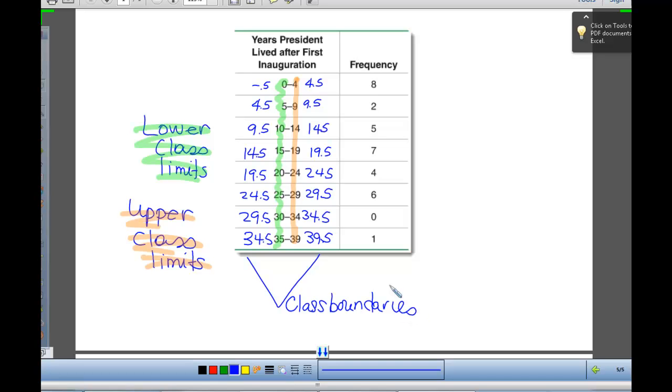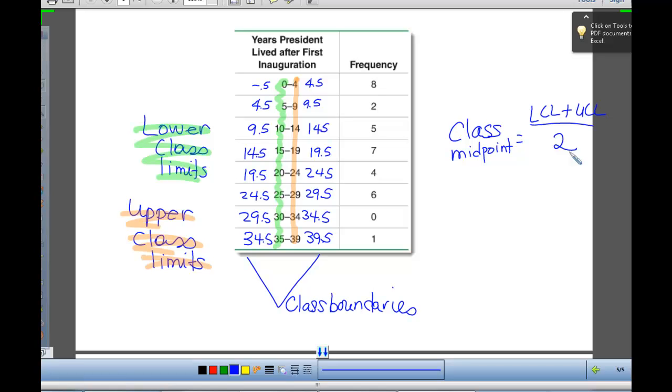After class boundaries, we have our class midpoints. The class midpoints are the values that are exactly in the middle of the class. So to get our class midpoint, we're going to add the upper class limit and the lower class limit of a single class. You can put this in the appropriate space on the handout. LCL plus UCL divided by 2.